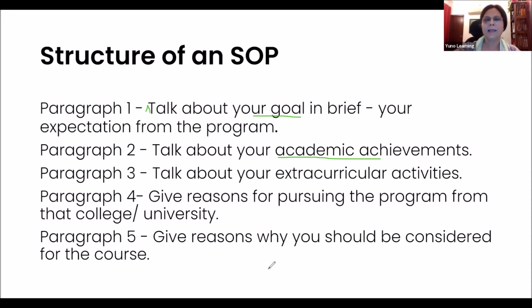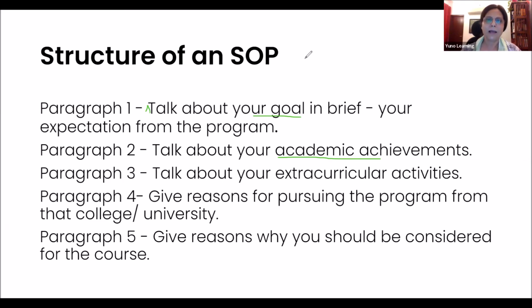What should be the length? Somewhere between 500 and 1000 words. That should be the length of your SOP. You should not copy it from anywhere. Write it in your own words. Now, there's one thing you should not worry about, and that is vocabulary. Write it in simple words. Don't try to have flowery language in your SOP.